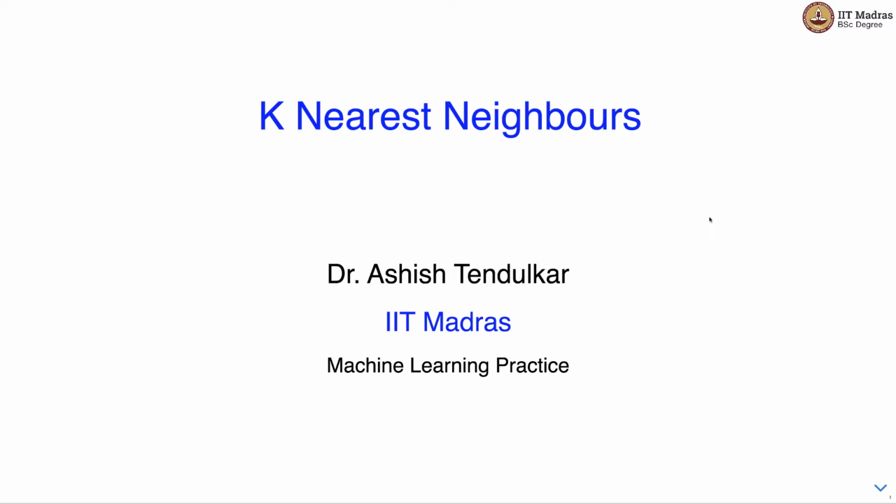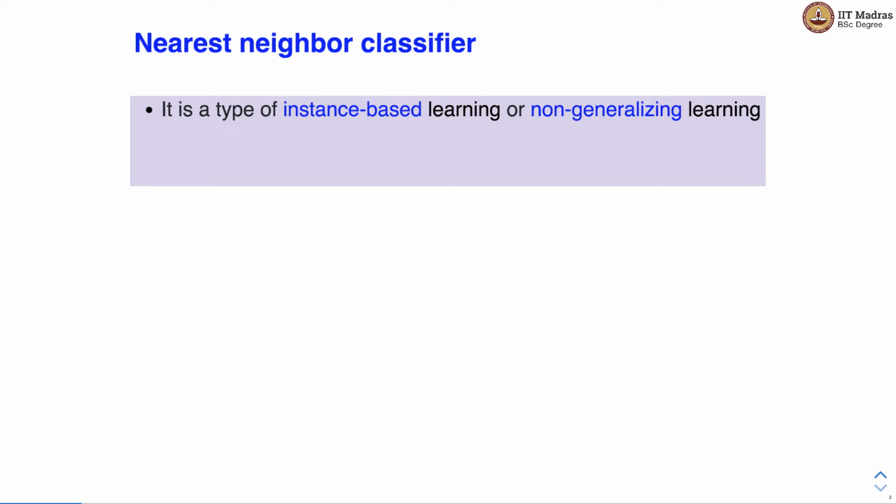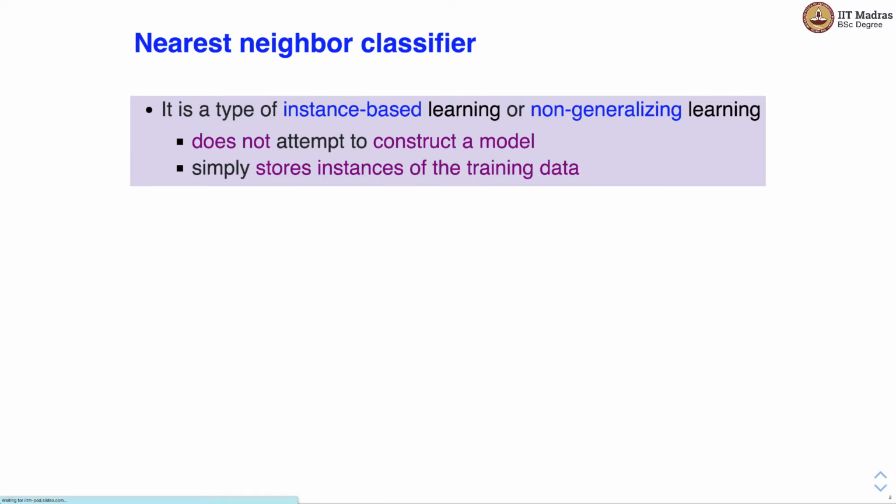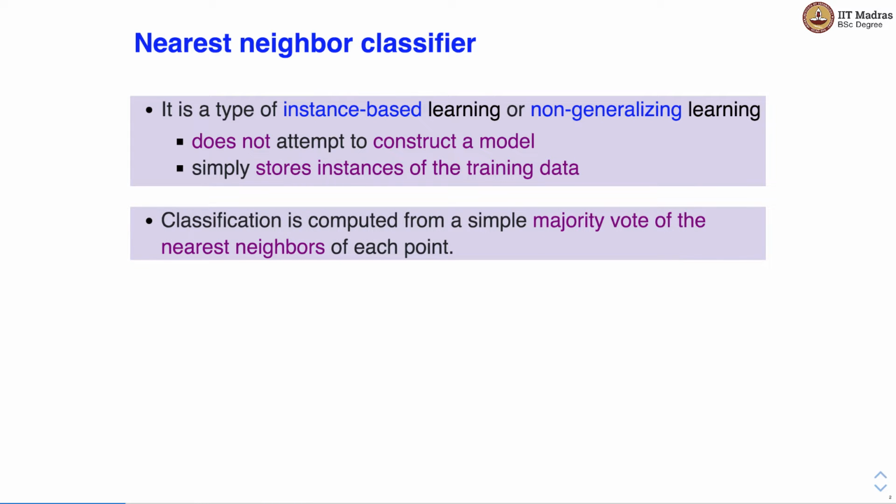In this video, we will discuss how to implement k-nearest neighbor with sklearn. We will mostly be doing this discussion in the context of classification. So as you know, nearest neighbor classifier is a type of instance-based learning or a non-generalizing learning. It does not attempt to construct a model, but it simply stores instances of the training data. Classification is computed from a simple majority vote of the nearest neighbor of each data point.